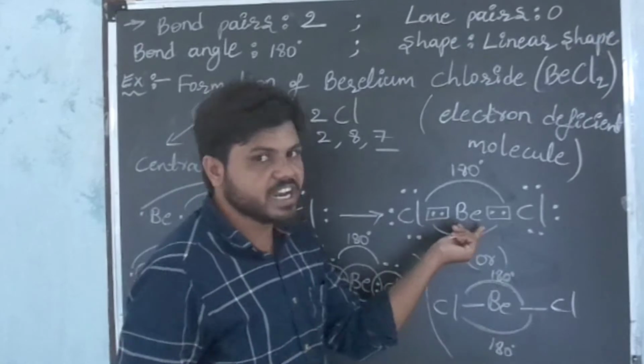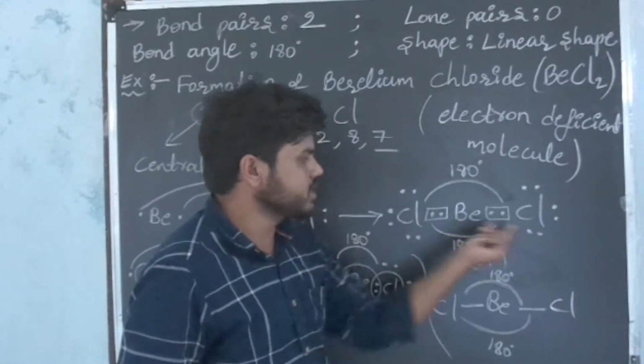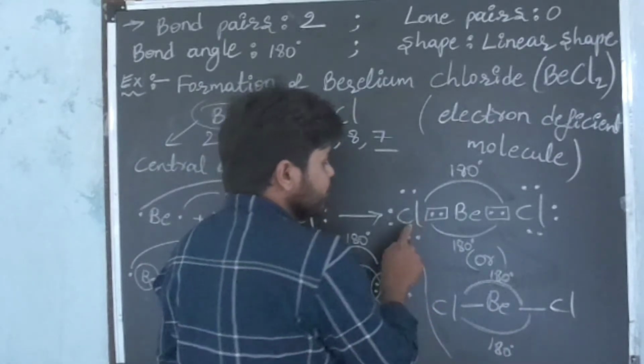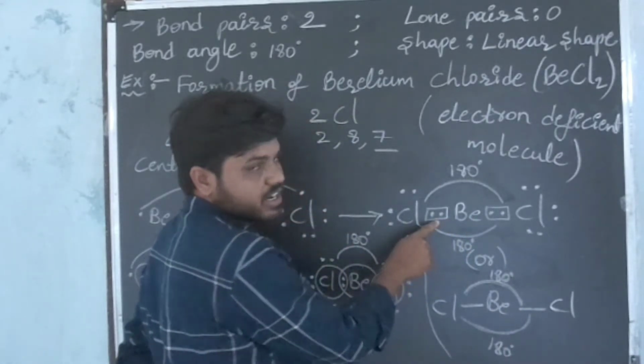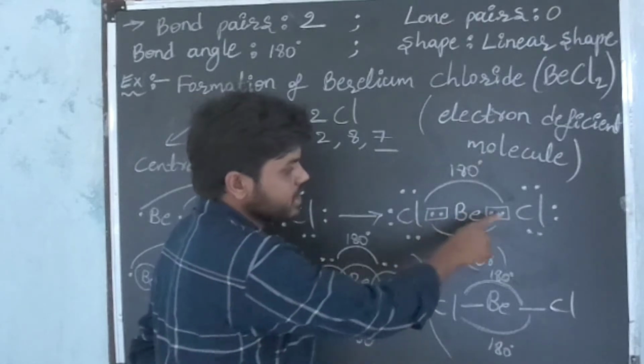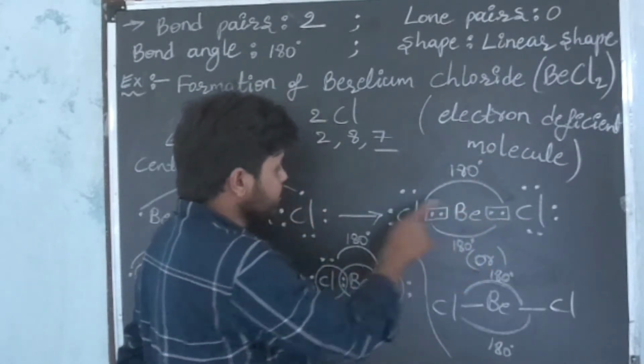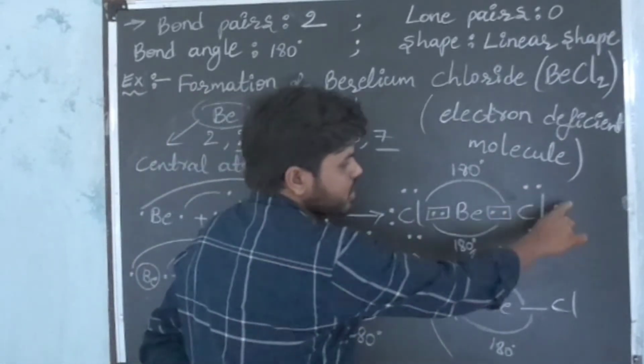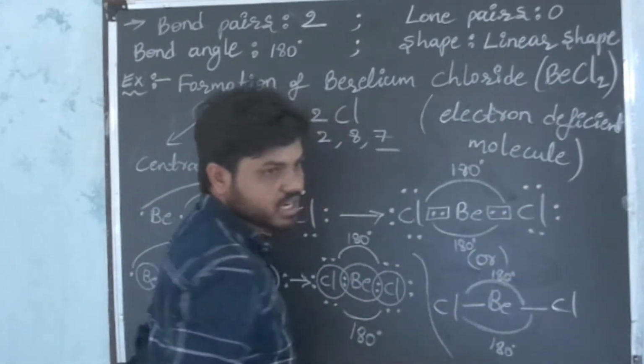Finally, we get beryllium as a central atom. We get chlorines. One side is chlorine, the other side another chlorine. Okay. Between chlorine and beryllium, one pair of electrons is shared. I placed that one pair. Here also I placed one pair. The remaining 6 unbonded electrons I placed around the symbol of chlorine. Here also the unbonded electrons I placed around the symbol of chlorine.